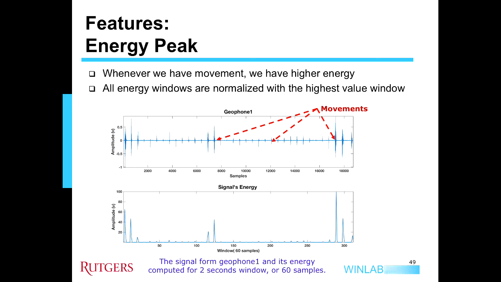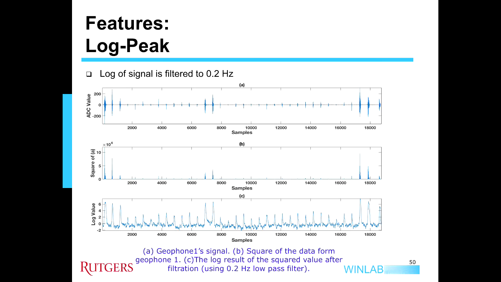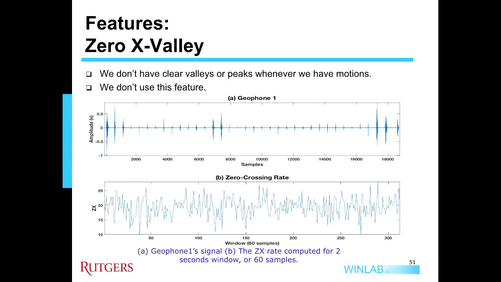Okay, the first feature is the energy. The same way we compute the energy for the signal from the geophone, we can find a very clear peak whenever we have a motion. The same for log, which is also always the best. We have a very clear peak whenever we have a motion. Of course, we have some pre-processing steps. For zero crossing, there is a problem. Zero crossing is a very messy signal, and it doesn't reflect any information about the motions, and we couldn't use it as a good feature here. So we just dropped this feature in our study for the geophone.